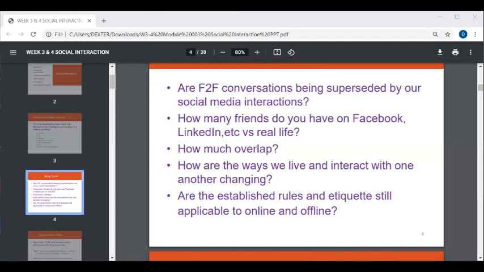In particular, are the established conversational rules and etiquette, whose function is to let people know how they should behave in a social group, also applicable to online social behavior? Another question: have new conversational mechanisms evolved for the various kinds of social media? For example, do people greet each other in the same way depending on whether they are chatting online?